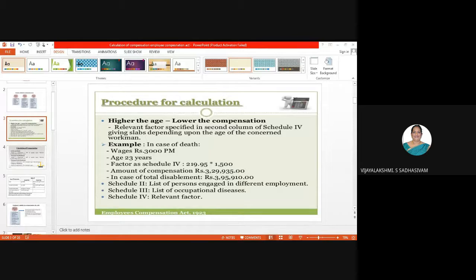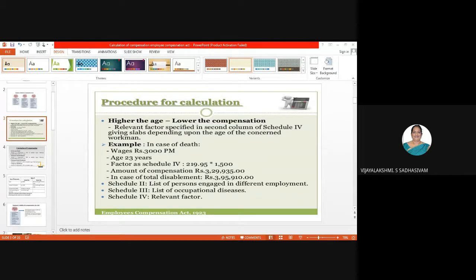And there is no distinction between adult and minor in the case of compensation. And this compensation is payable for death, permanent total disablement, permanent partial disablement, and temporary disablement. So for this temporary disablement, we have to find out whether it is total or partial. So we have to talk about schedule 4, which is much relevant for the relevant factor analysis for the compensation. So here we have a formula for how to calculate it.